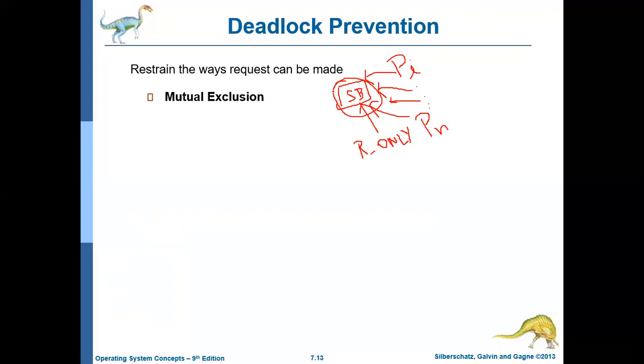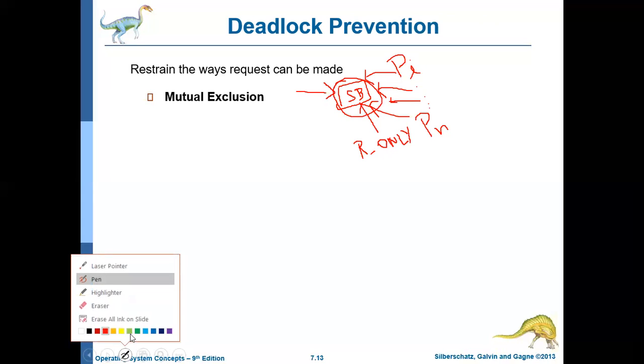So the operating system should see the type of the shared resource. It should not enforce mutual exclusion for all shared resources. If the shared resource is a read-only resource, then multiple processes can access it at the same time. So this is how the condition of mutual exclusion can be avoided.